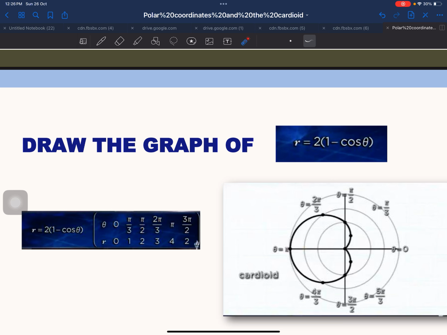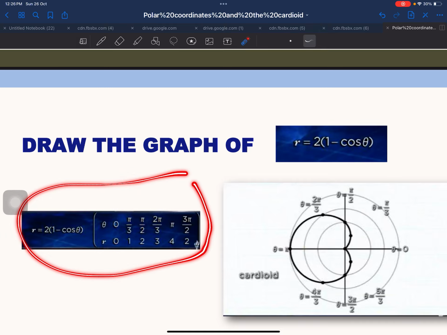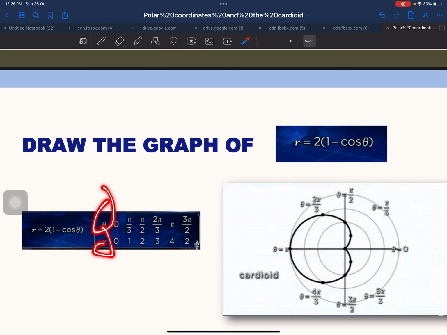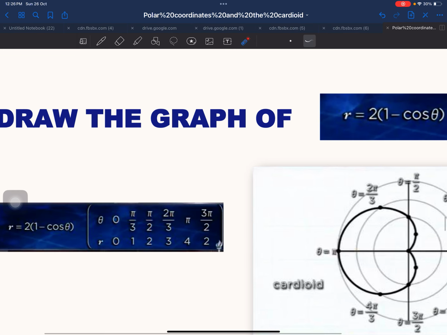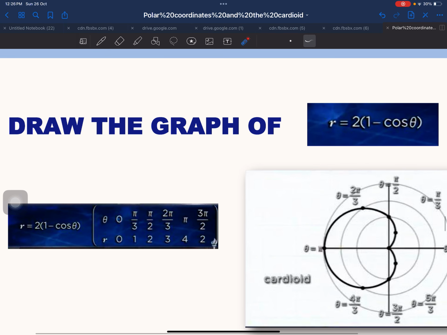Well, you have to do point plotting. You would pick various theta values, compute the cosine, and construct the r value corresponding to that theta value. You could have a table of values just like this. So for example, when theta is 0, what would r be? r would be 0. It's at the origin, sorry. The distance r is equal to 0.